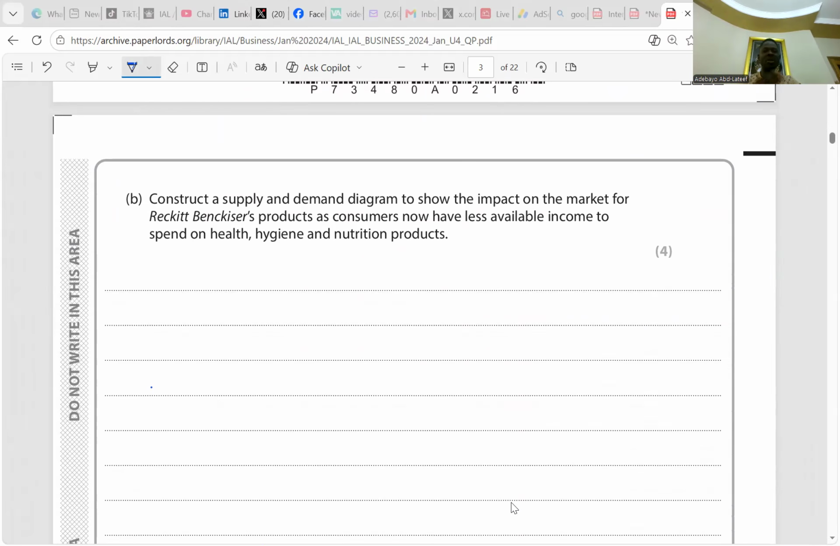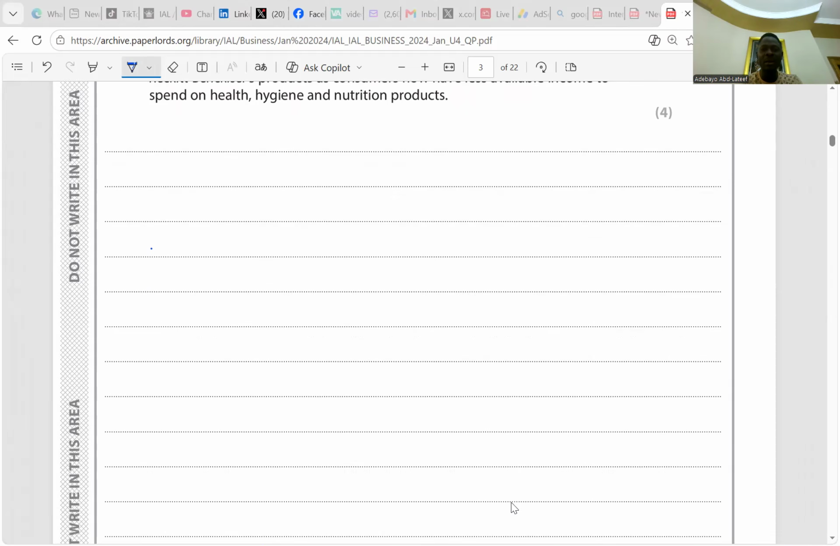For question 1B, they said, construct a supply and demand diagram to show the impact on the market for records as consumers now have less available income to spend on them. So there's a fall in consumer income. As soon as consumer income falls, their purchasing power reduces. So they won't be able to buy what they used to buy previously. So that simply means the quantity demanded would reduce. And the graphical representation is this. So we have to draw a demand and supply graph for that.